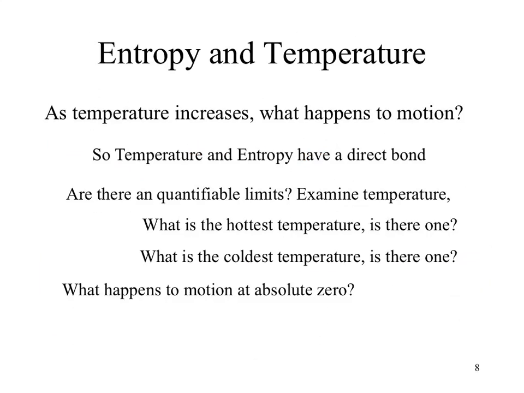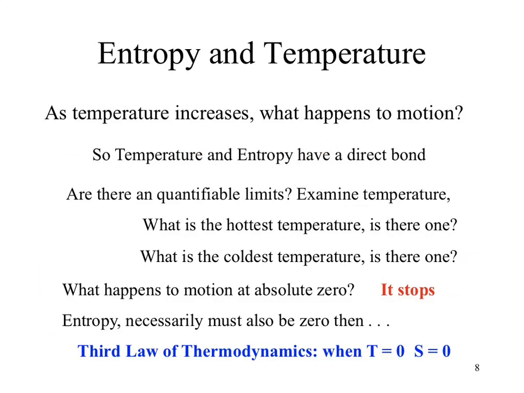So what happens to our motion if we hit absolute 0? In theory, everything stops. Well, if everything stops, what's our entropy? 0. Our motion is stopped. So what we can say for our third law of thermodynamics is that when our temperature equals 0, our entropy equals 0.